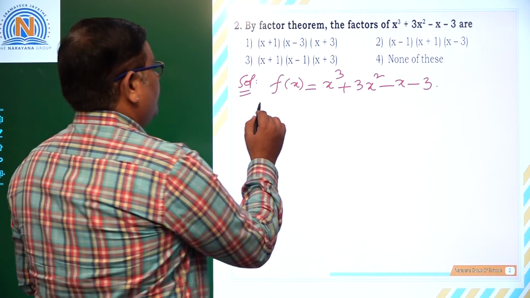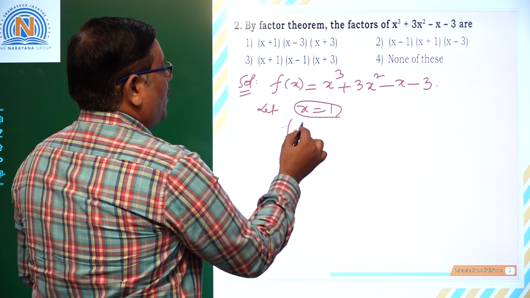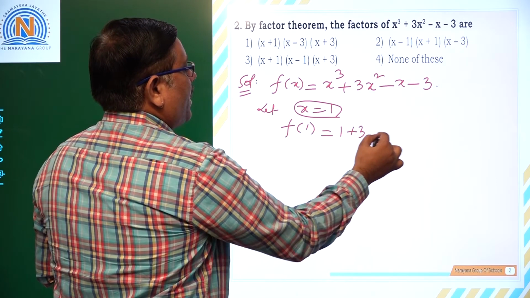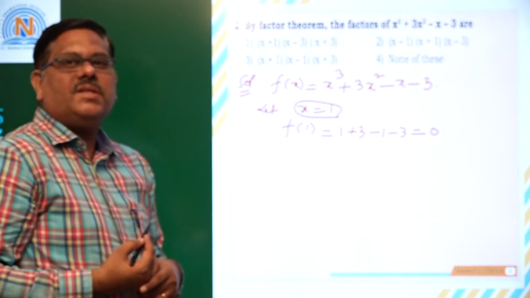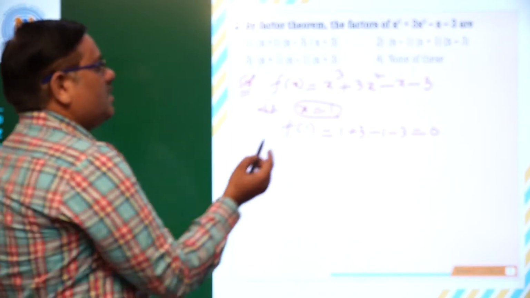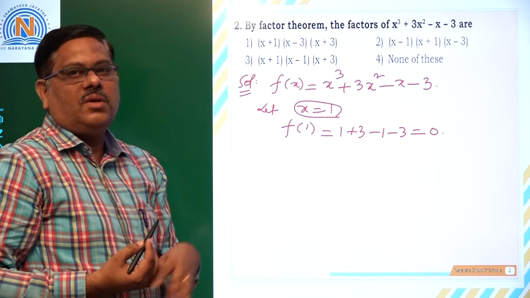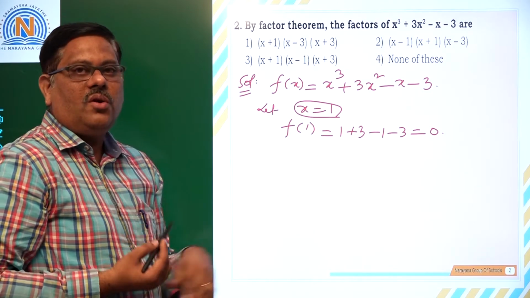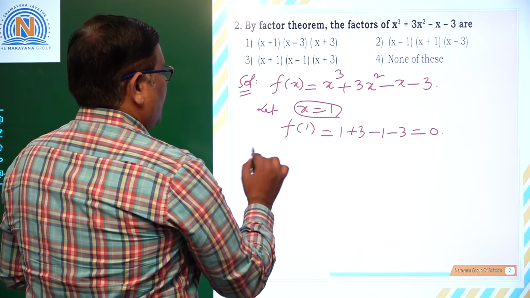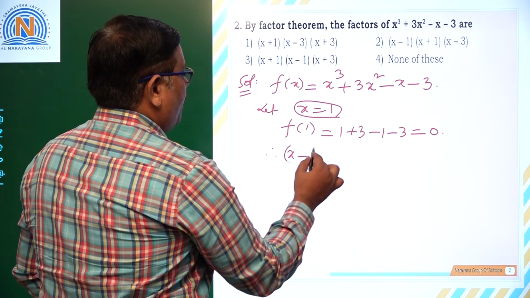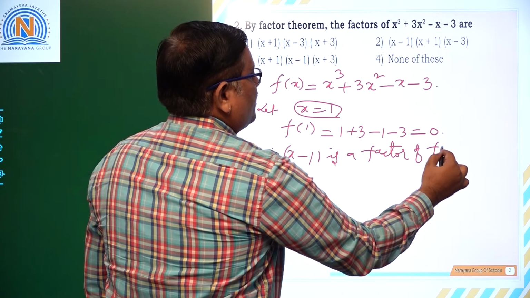Let me take x is equal to 1. If I take x as 1, f of 1 is equal to 1 plus 3 minus 1 minus 3. That is going to be 0. Okay, how can you guess that x is equal to 1 is a zero of it? Simply you add up the coefficients. That is becoming 0. If the sum of coefficients is 0, certainly x is equal to 1 will be the zero, or x minus 1 will be the factor of it. Right? Now, so x minus 1 is a factor of f of x.